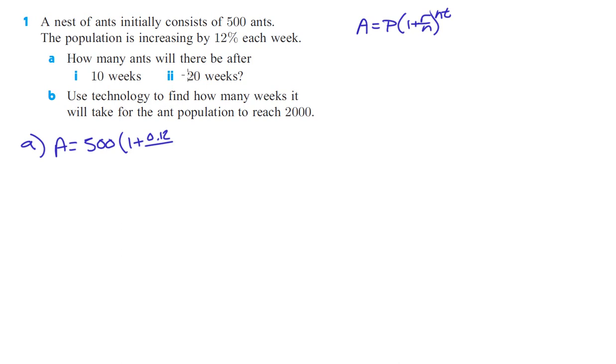Number of compound periods pretty much is always going to be 1 unless you start talking about money, and that's when it'll be 12 if it's monthly, 4 if it's quarterly, and so forth. So anyway, this is going to be 1. And it's increasing by 12% each week, so that means time is weeks. After 10 weeks, that's going to be 10.